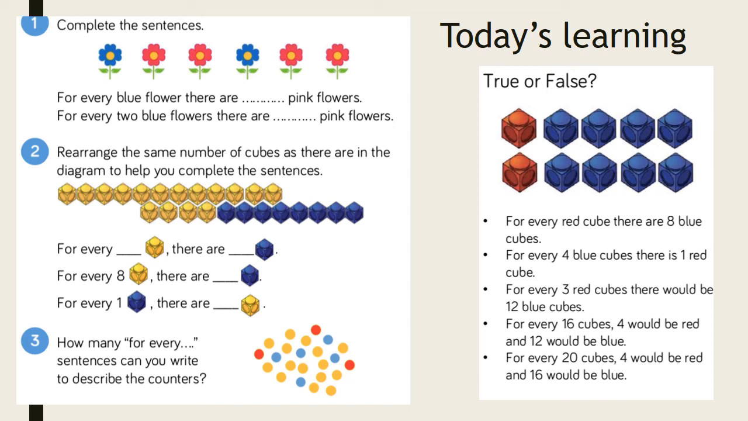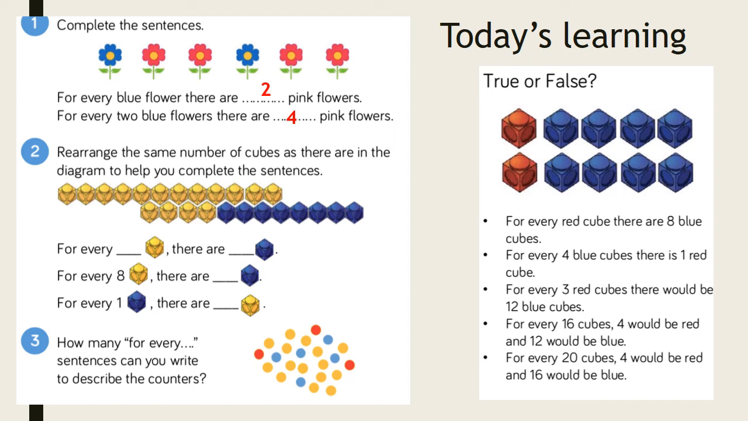Brilliant. I'll put the answers on screen. So for every blue flower, there are 2 pink flowers. So for every blue flower means I'm just talking about 1 blue flower. So there are 2 pink flowers. You can even circle the groups to see, yep, we have an equal number in both groups and it still works. For every 2 blue flowers, there are 4 pink flowers.